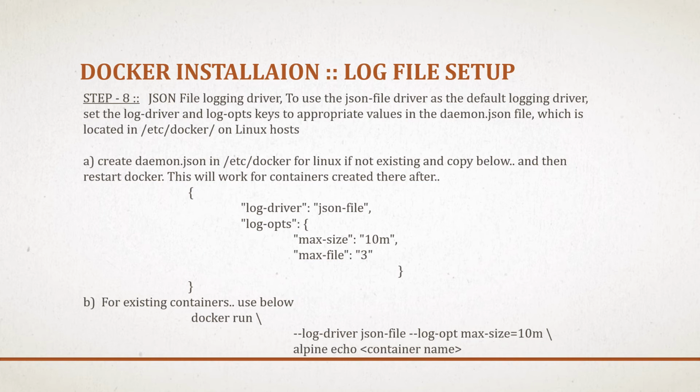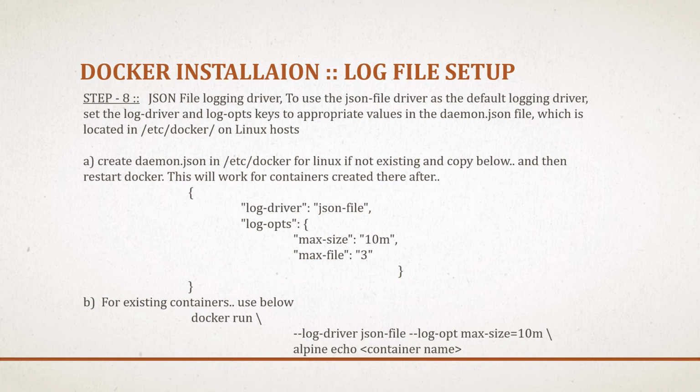So for that, we need to create a daemon.json in /etc/docker if it is not already existing. If it's already there, then you can just replace it with this code, or you can create a daemon.json where you will just mention the log driver will be json-file, and in the options the max-size will be 10 MB and then max-file will be 3. So this will take care of the log rotation and also limits the log file size. You can increase or decrease it according to your need.